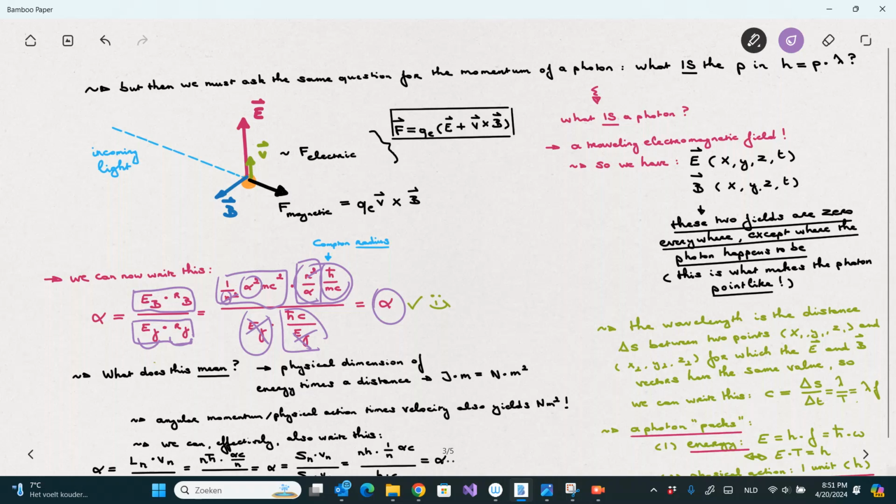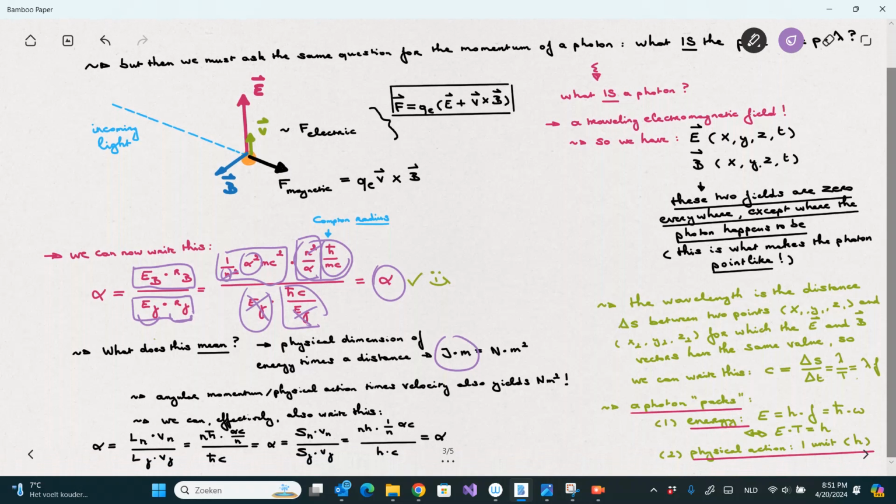And so what does it mean really? This physical dimension of energy times radius is a weird one. Its physical dimension is Joule times meter, and Joule is Newton meter, times meter is Newton meter squared. So what can you say about that? Not very much, actually. It's quite abstract. It's going to become a little less abstract in a moment. But it's the same thing as angular momentum times velocity, which also yields a Newton meter squared.